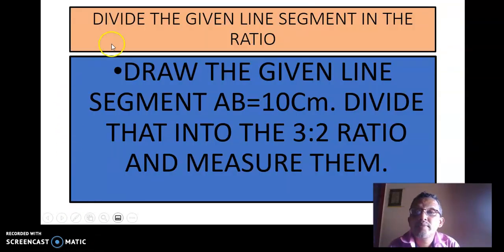Now I am taking a problem. Divide the given line segment in the given ratio. Draw the given line segment AB equal to 10 centimeter and divide that into the 3:2 ratio and measure them. So this is the problem.